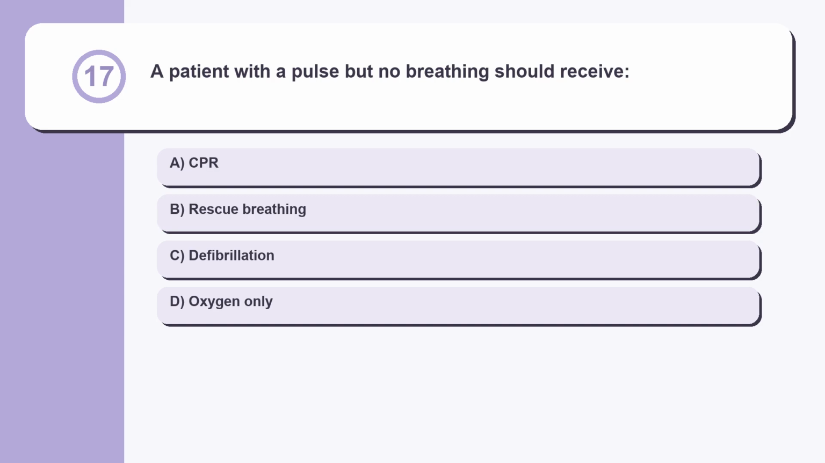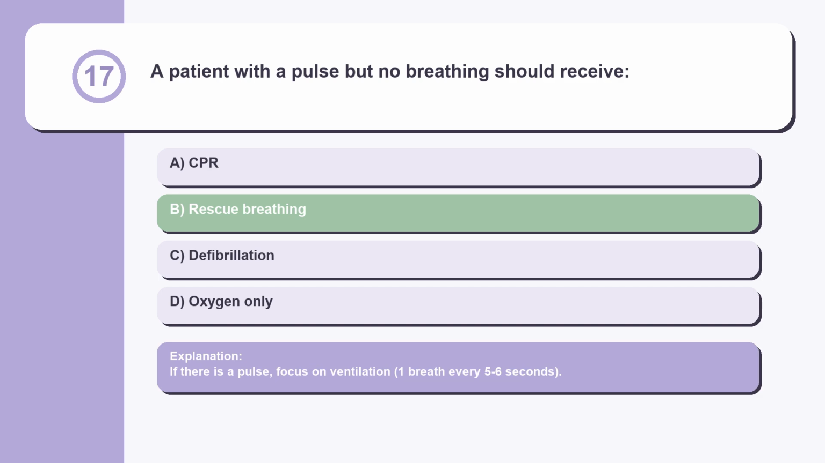Question 17. A patient with a pulse but no breathing should receive: CPR, rescue breathing, defibrillation, oxygen only. If there is a pulse, focus on ventilation, 1 breath every 5 to 6 seconds.